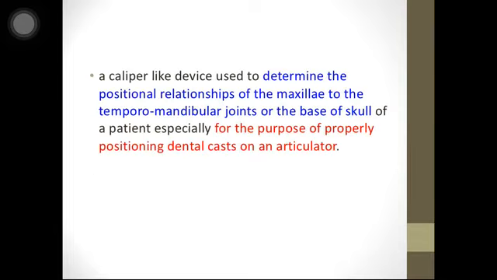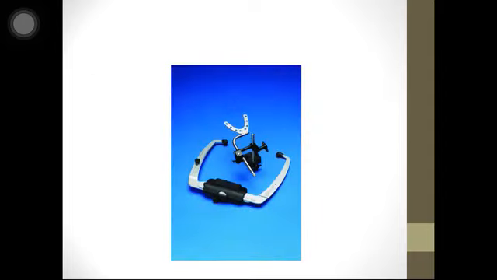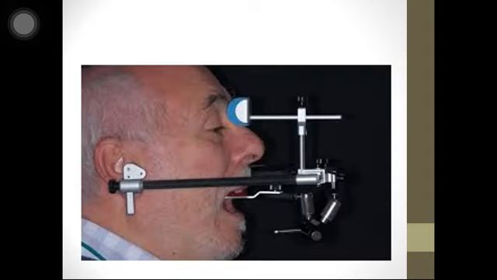The instrument that is used to record the orientation jaw relations is what we call a face bow. Face bow is a caliper-like device which is used to determine the positional relationship of the maxilla to TMJs or the base of the skull of the patient, especially for the purpose of properly positioning dental casts on an articulator. We will discuss all the parts of face bow now.